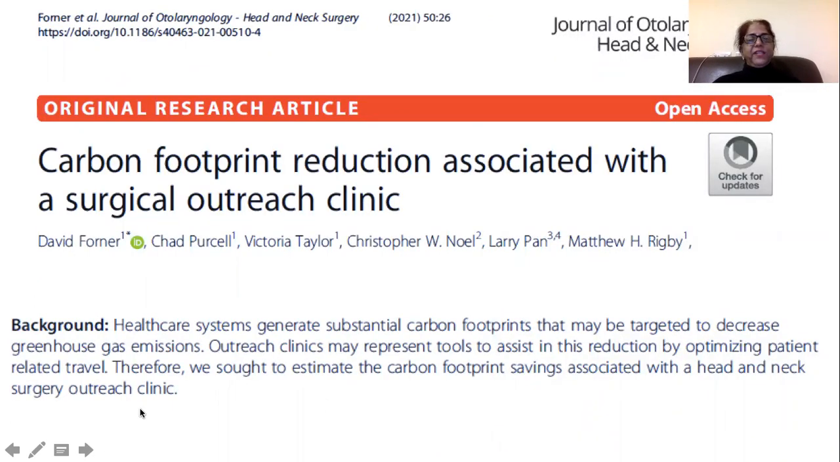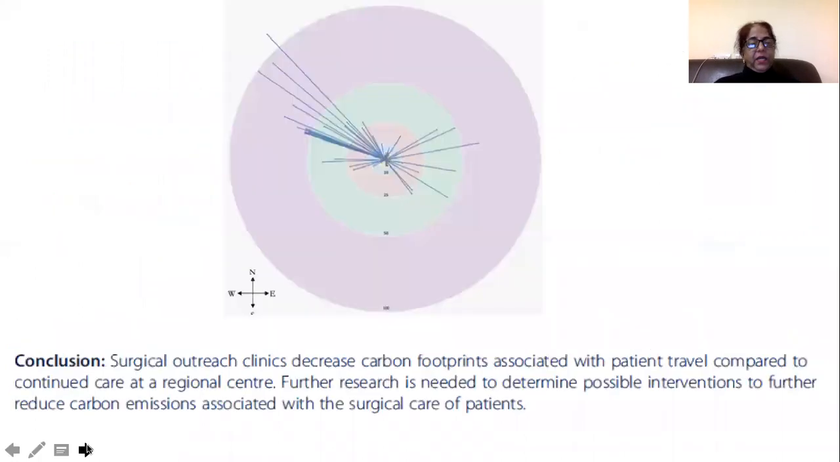Now, this is again a very recent interesting study in which Foreigner et al. estimated carbon footprint when patients reach an outreach clinic as compared to a tertiary care center, and it was seen that a lot of patients had to travel a long distance to reach the tertiary care hospital. So, if outreach clinics are made in the peripheries or smaller areas, then the carbon footprint can be reduced to a larger extent because of reduced travel.